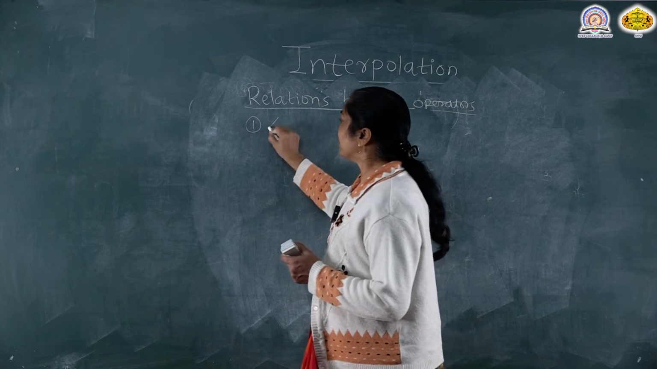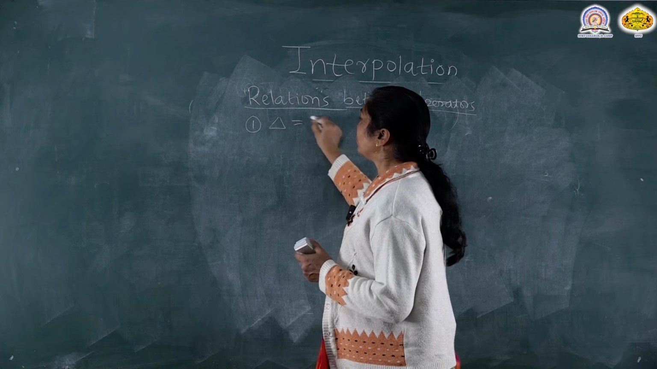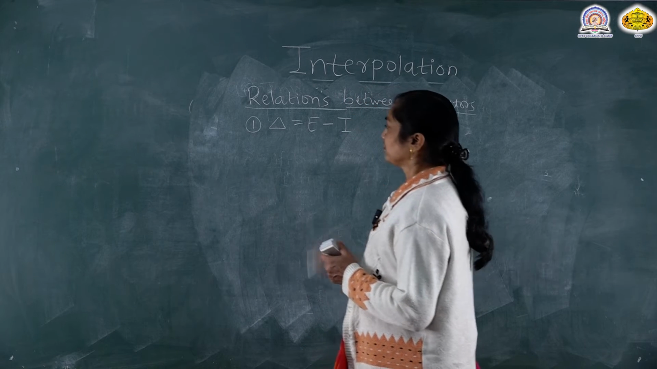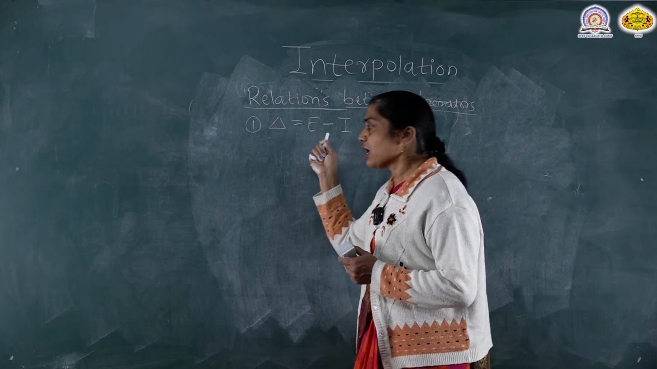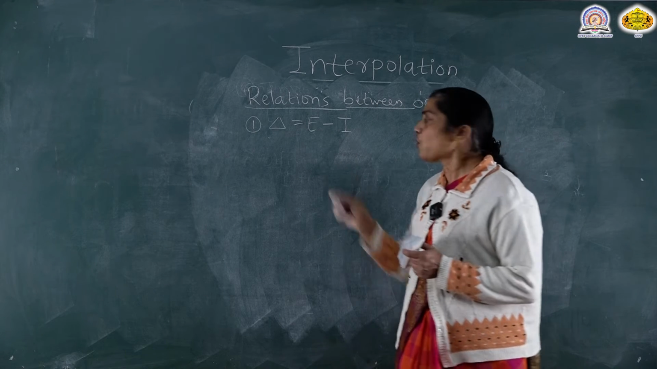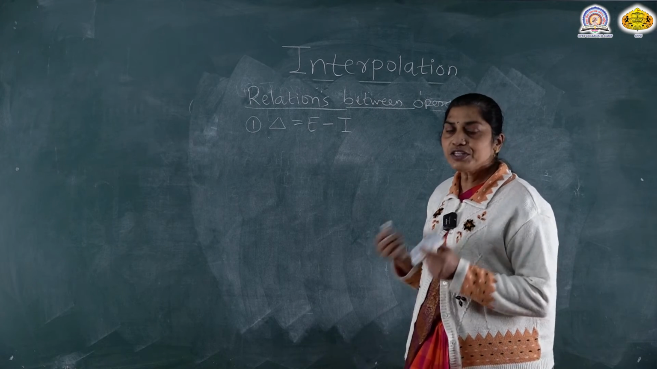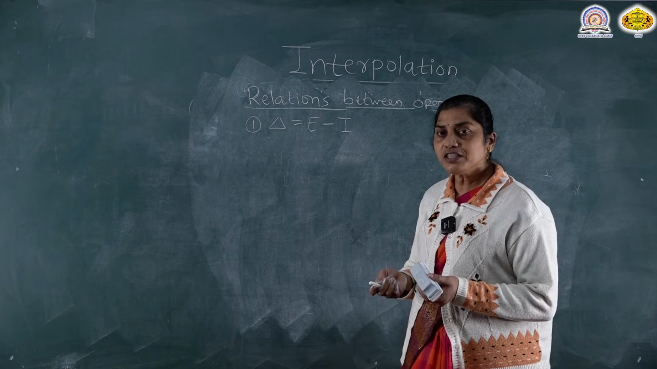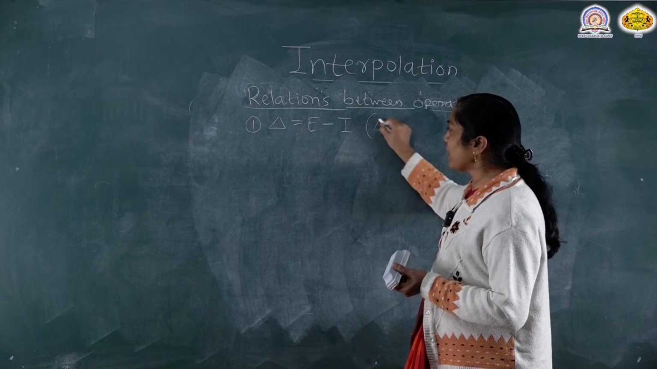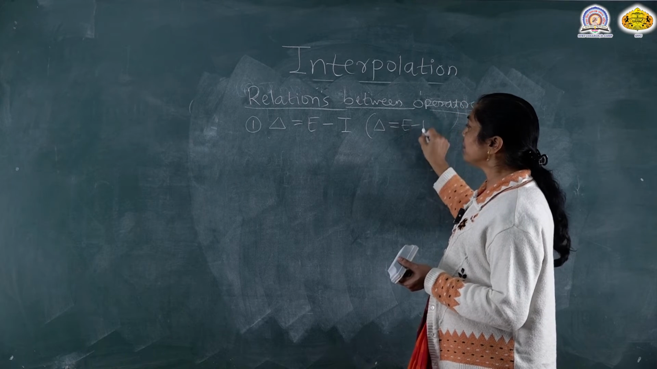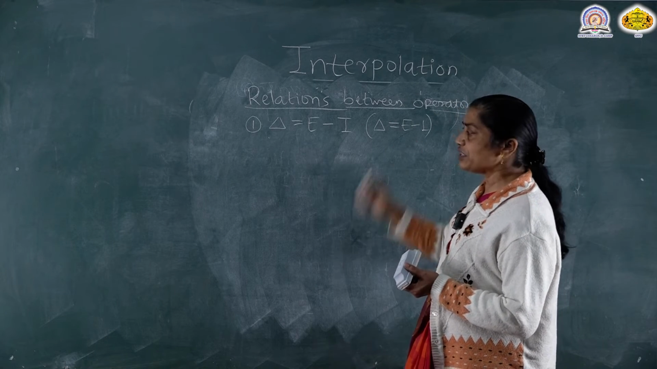The first relation: delta is equal to E minus I. Delta is the forward difference, E is the shift operator, I is the identity operator, or it may be denoted by 1. What is identity? I of f(x) is equal to f(x). There is no change in that. So it may be denoted by delta is equal to E minus 1 also, showing that 1 is identity.